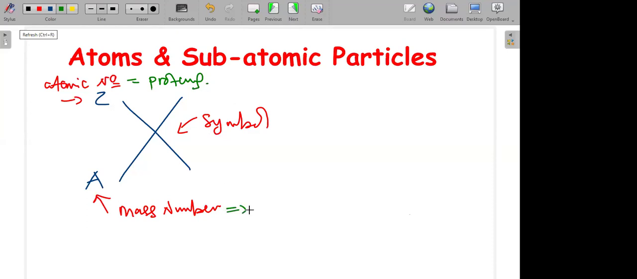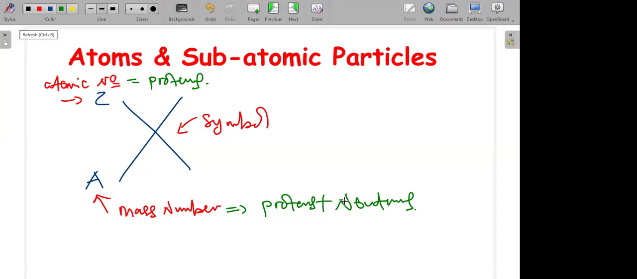And the mass number is the sum of the total protons that are present plus the total neutrons that are present. So you get the number of protons, you add the number of neutrons that you have, and then you come up with what we call the mass number. Please know that. So the atomic number is the number of protons in the nucleus of an atom, and the mass number is the total number of protons plus neutrons in the nucleus.